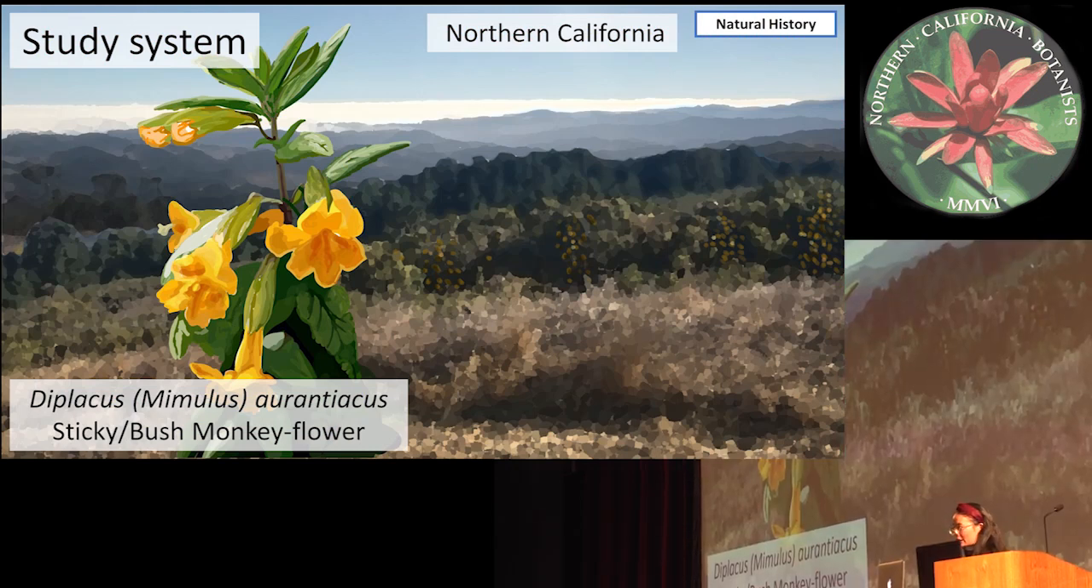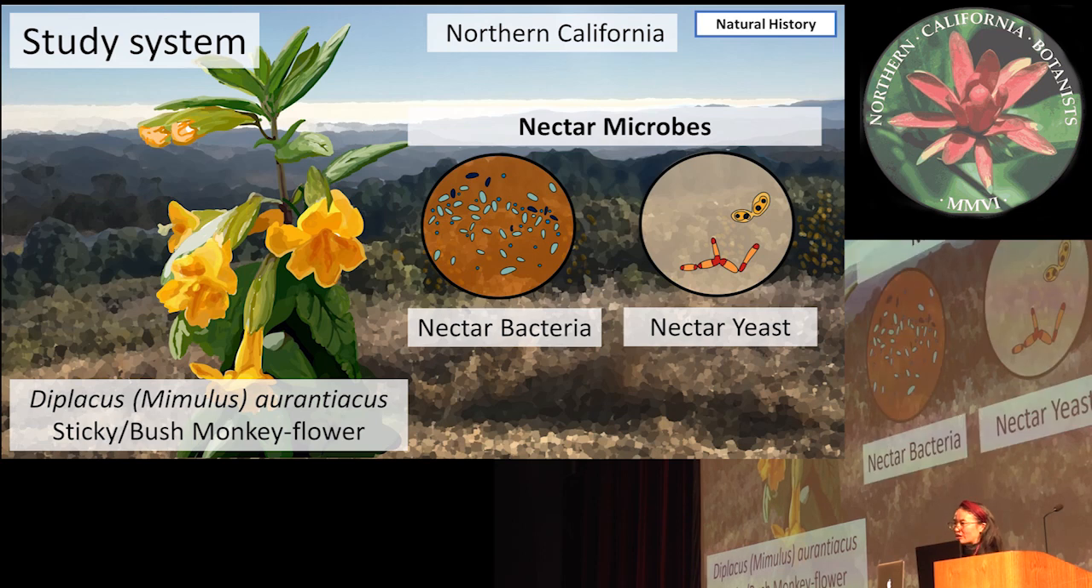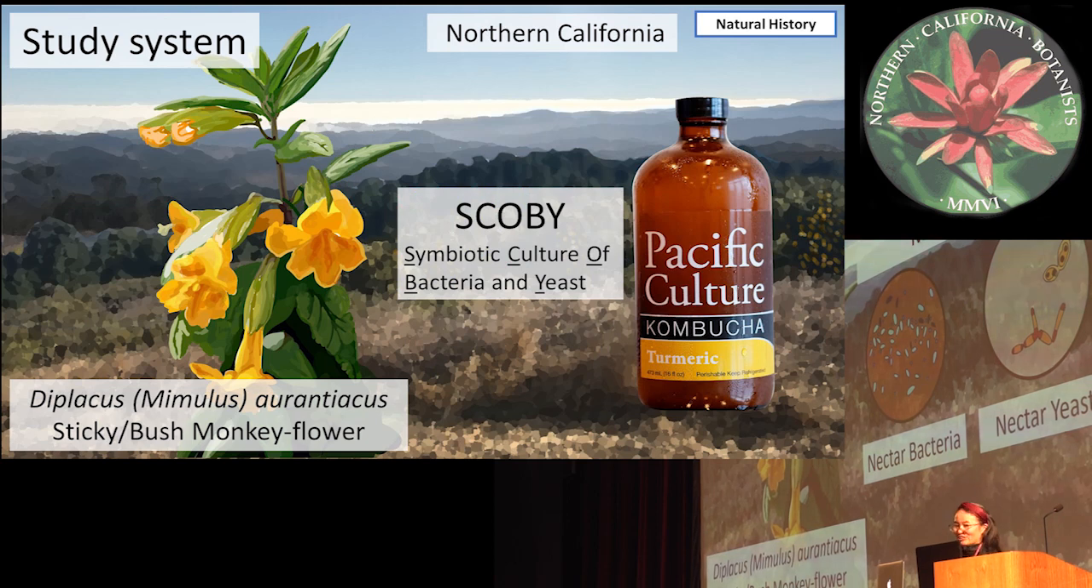Our main focal plant is Diplacus aurantiacus, or the sticky or bush monkey flower. These are shrubby monkey flowers. I know we have a lot of monkey flower enthusiasts here in the audience. These guys are shrubby though, so they're not the little ones. They're like these giant bushes. And they're pretty well distributed throughout the coast of Northern California, and we mostly have field sites around us in the Bay Area. And we mostly focus, though, on the microbes that inhabit their nectar, mostly bacteria and yeast.